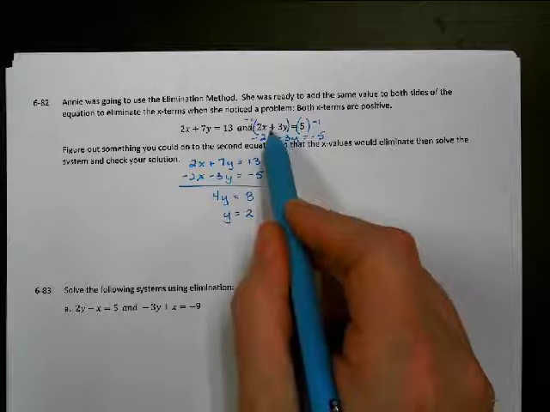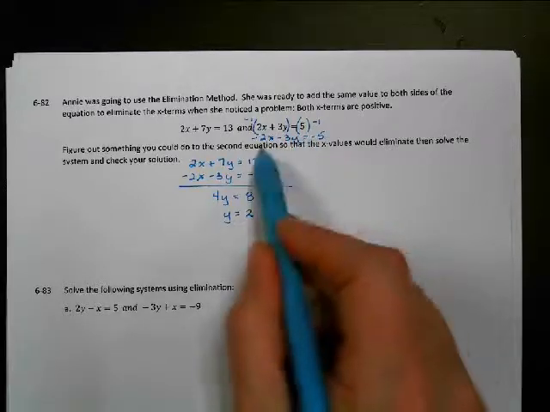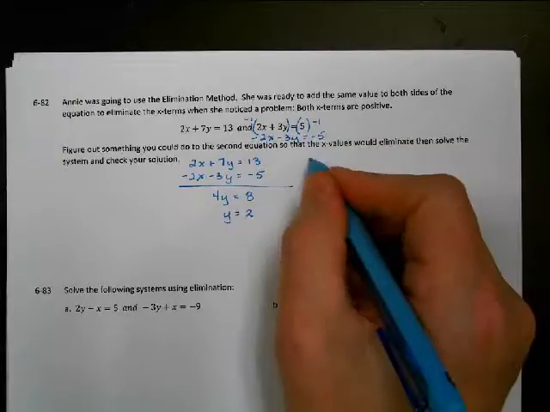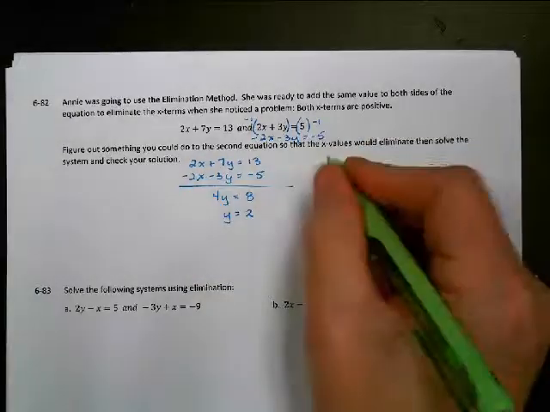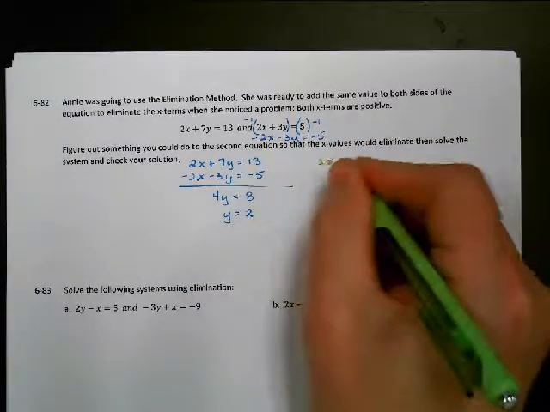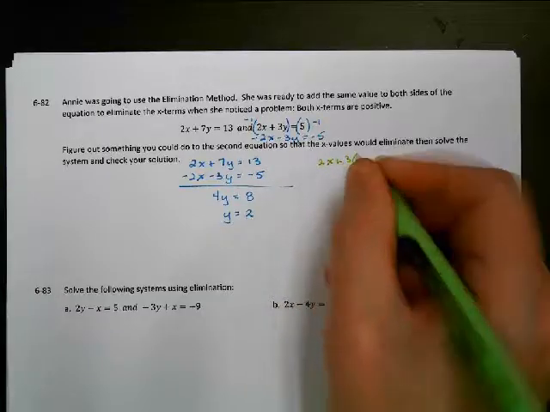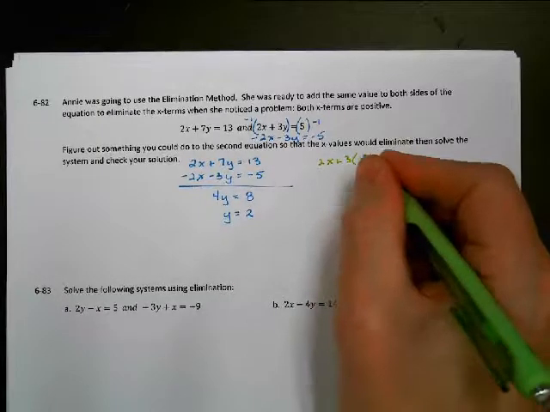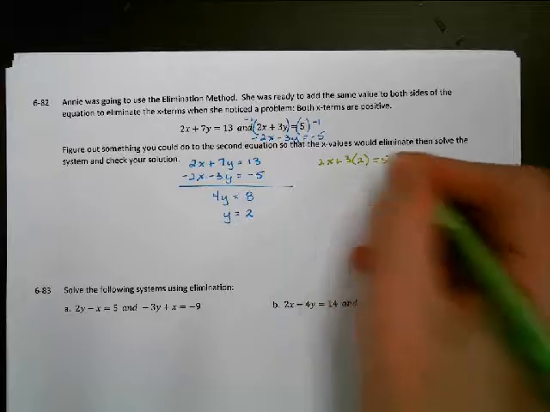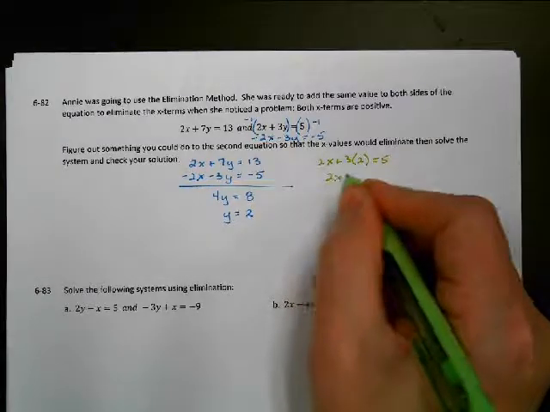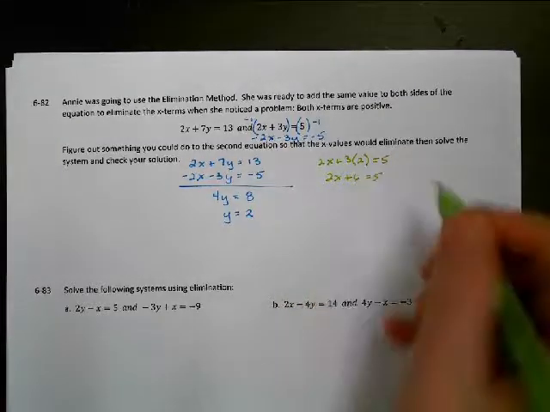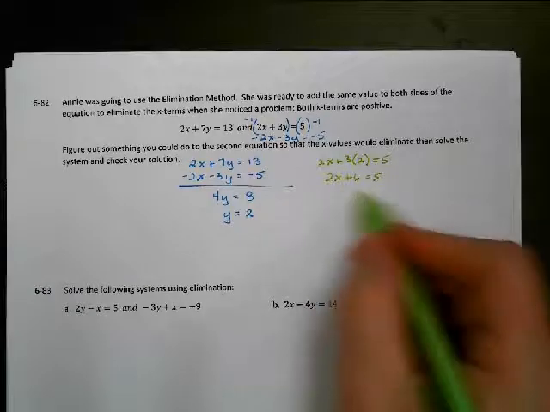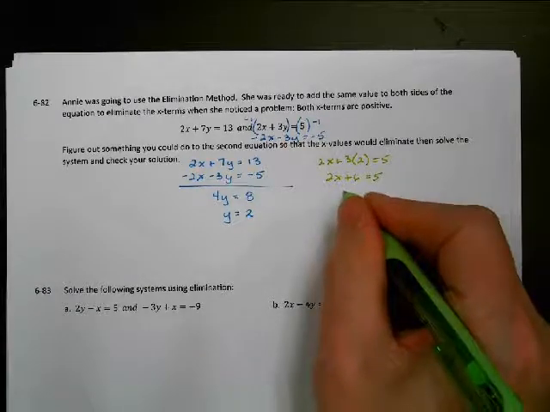So I'm going to do 2x plus 3 times y, and y is 2, equals 5. So 2x plus 6 equals 5. I'm going to subtract 6 from both sides. So I get 2x equals negative 1. So x is negative 1/2.